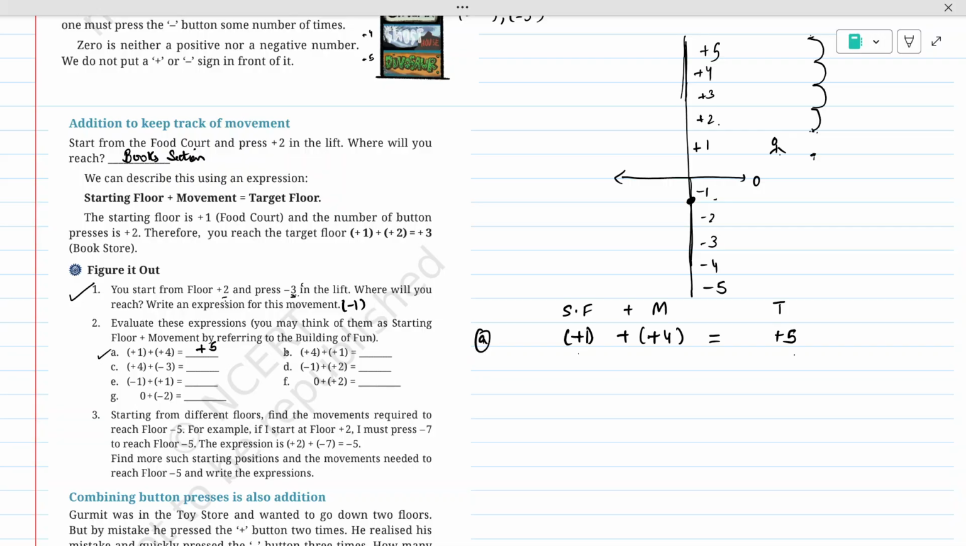Next, let's do the C part here. Okay, so in the C part, our starting point is +4. I'm just removing this.